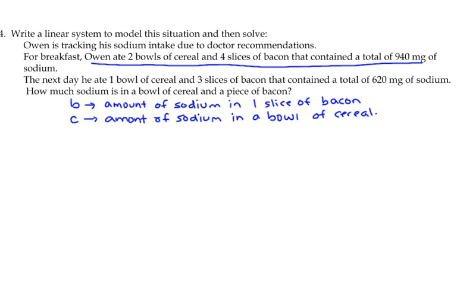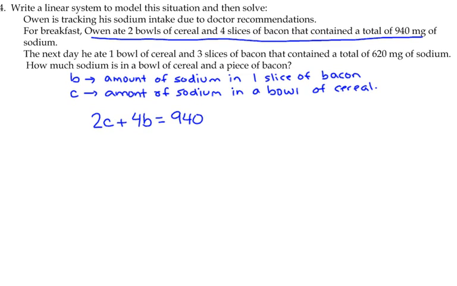Take a guess. 2 bowls of cereal. How could I represent sodium in 2 bowls of cereal? 2C plus 4 slices of bacon, 4B equals 940. Okay, next equation. He ate 1 bowl of cereal and 3 slices of bacon that contains 620 milligrams. Next equation. 1C plus 3B equals 620.